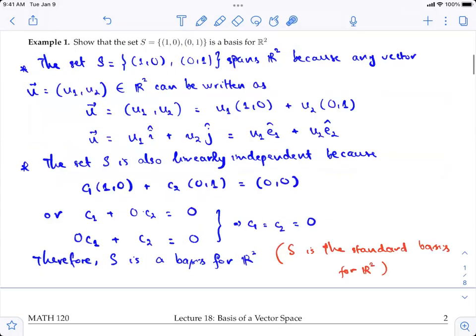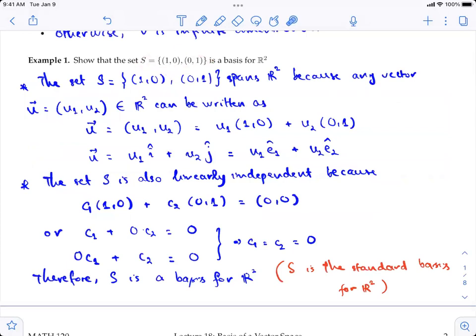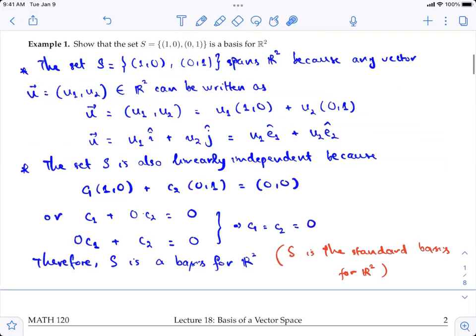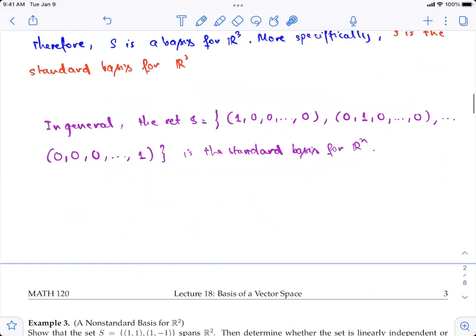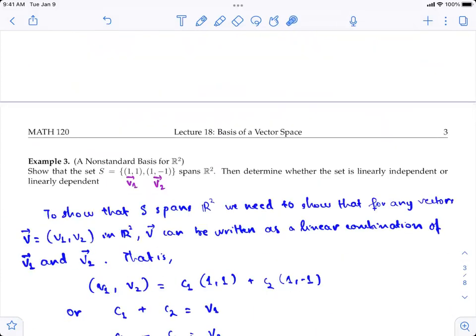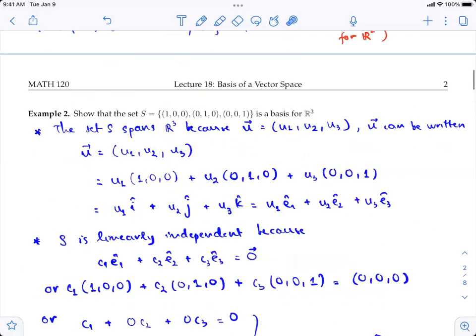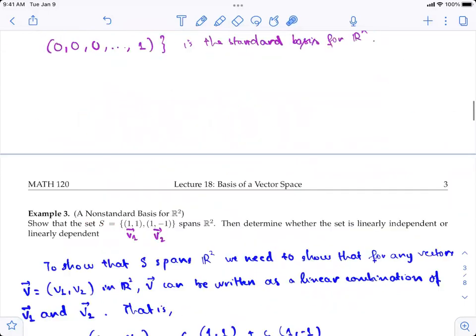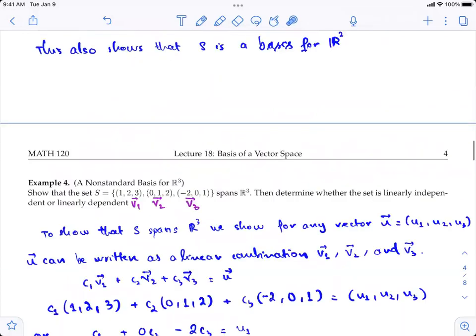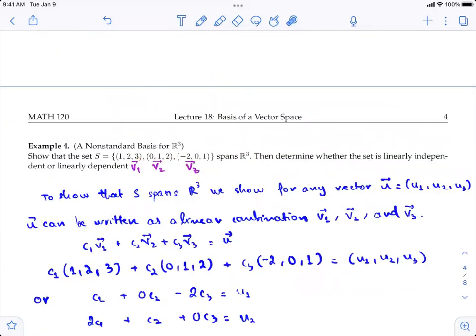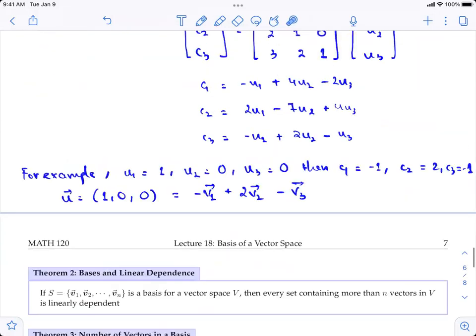Let me go back to example one here. This set forms a basis for a two-dimensional vector space. You need two vectors. And in example three, for a two-dimensional vector space, you only need two vectors. In a three-dimensional vector space, you need three vectors. So in example two and example four, you have a set of three three-dimensional vectors that form a basis for a three-dimensional vector space. Okay.